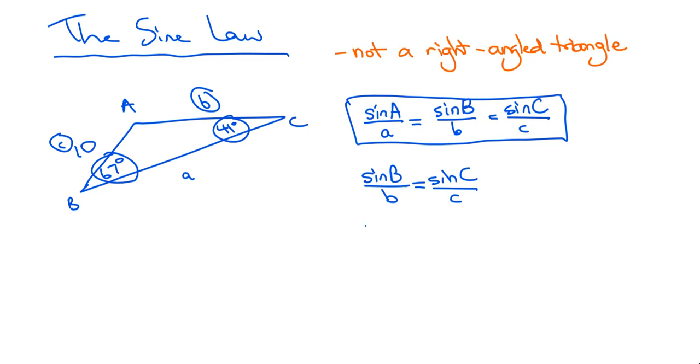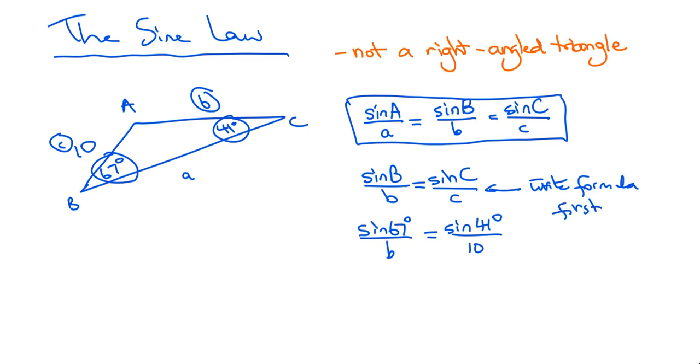So let's put in the numbers that I have. Sine 67 degrees divided by little b equals sine 41 degrees divided by 10. Notice how you always write the formula first before you start putting in values. This is an easy way to catch mistakes, so that's always good practice. Once I have a proportion statement like this, a fraction equals a fraction, I can do the cross multiplication. So b sine 41 degrees equals 10 sine 67 degrees.